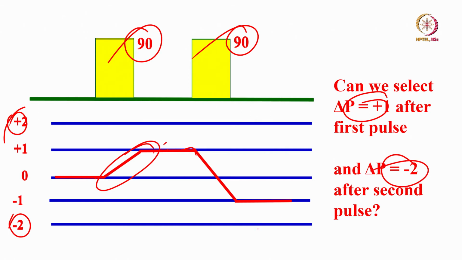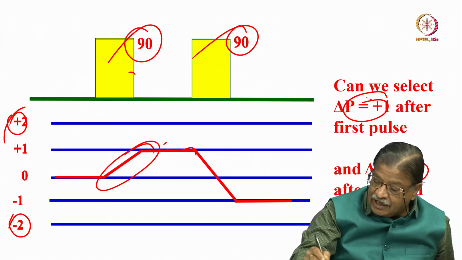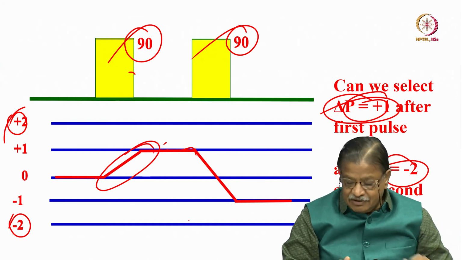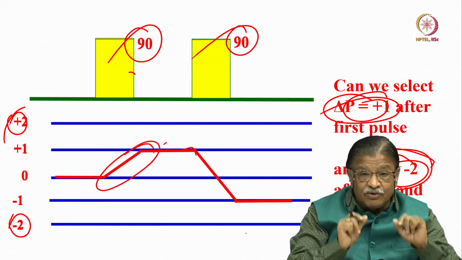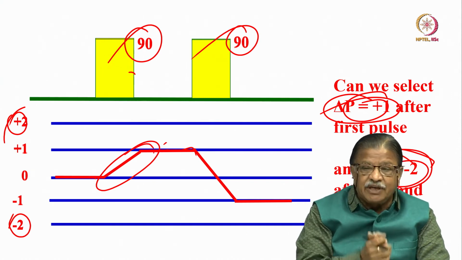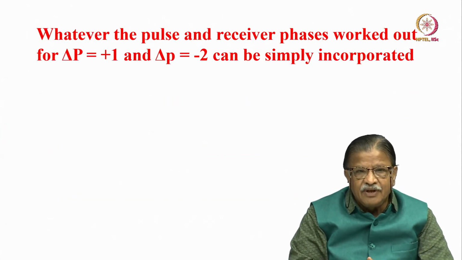That means in a 2 pulse sequence, after the first pulse I want to select the delta p equal to +1 pathway. After the second pulse I want to select the delta p equal to -2 pathway. Both I want to do simultaneously because my experiment is like that. I have a 2 pulse sequence. Can I do that? Yes.